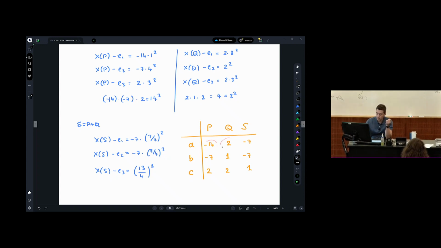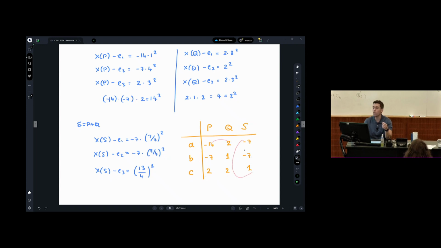So minus 14 times 2 is minus 28, minus 7 is minus 28 modulo squares. Minus 7 times 1 is minus 7 modulo squares, it's also equal. And 2 times 2 is 4, is 1 up to squares. And that's the key, that's the connection that somehow S, or this triple, remembers the group law between P and Q, that P plus Q is S.